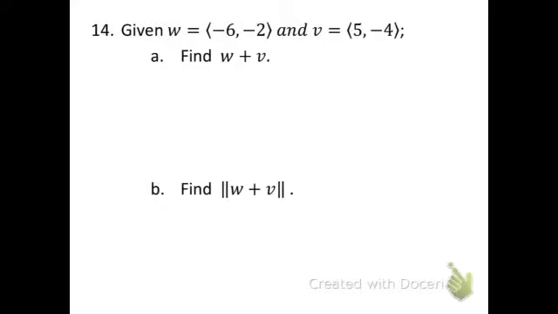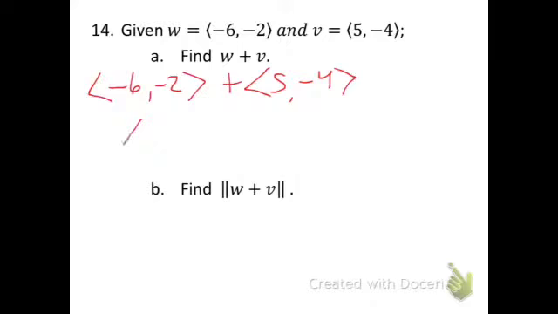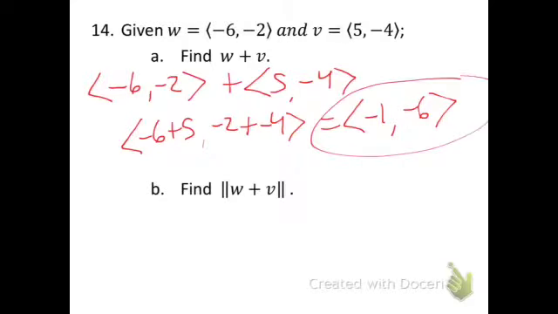Moving on to 14, we need to get w plus v. Well, to do that, you just have to combine the components of these two vectors. And when you do that, you're looking at -6 plus 5, -2 plus -4. And if you combine those, you're looking at -1 and -6. And those are our coordinates there.